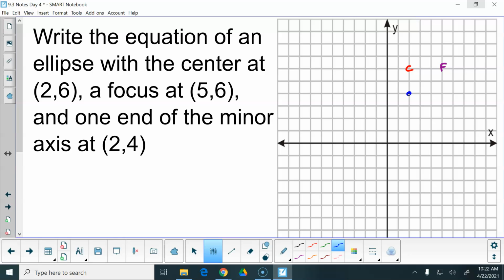So we got that scenario. What do we have? Or what do we know? Okay, so we got H and K, right? Okay, that's good. What else do we know? We know B squared. What's B squared? 4, right? Because this distance here is B.